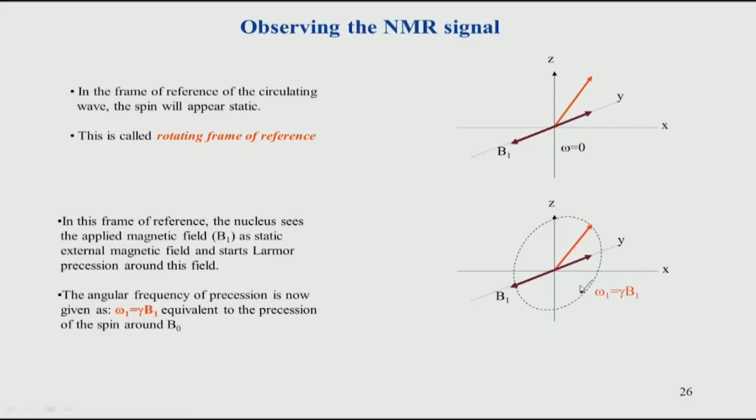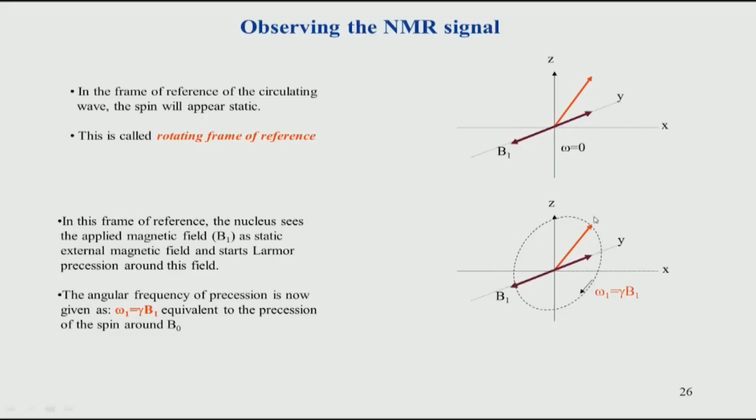Remember again, the spins cannot differentiate between B0 and B1. For them everything is a magnetic field, and whatever is a magnetic field they start moving around. In the first case when there was no B1, it was B0, but by going into a rotating frame we have removed the effect of B0 and we are now seeing only B1. In the laboratory frame, the spins are seeing both B0 and B1. But when you go to the rotating frame, the spins are only looking at B1, and they start moving around this B1.